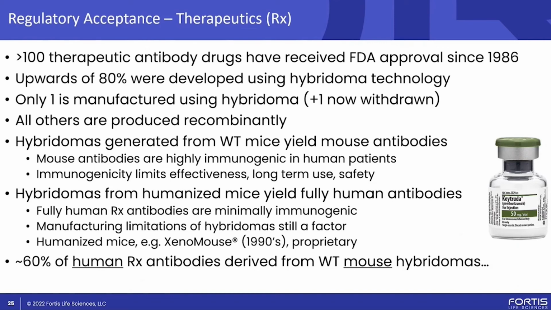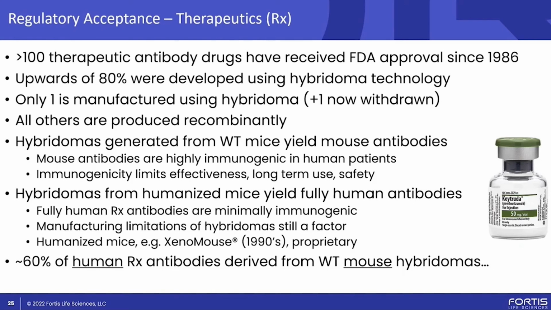So there's a couple reasons for this. One is that hybridomas generated from wild-type mice yield mouse antibodies. Because they're mouse proteins, when they're injected into people as drugs, they have strong immunogenicity, which limits their effectiveness, their long-term use, and how safe they are. And so this is why only one currently of the 100 plus drugs is actually produced from a mouse hybridoma.